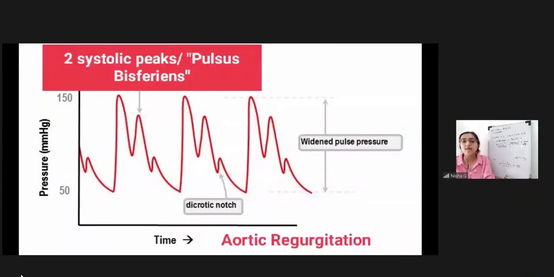Now we have a picture showing aortic regurgitation. What can I see over here? We all remember how the normal waveform looks. Systole has happened properly and the systolic upstroke is good, but there are two systolic peaks. This is known as pulsus bisferiens. Note that the height of the wave has increased, which means widened pulse pressure. So this is the case of aortic regurgitation. The appearance of your graph will give you a lot of clues about the patient's cardiac condition.